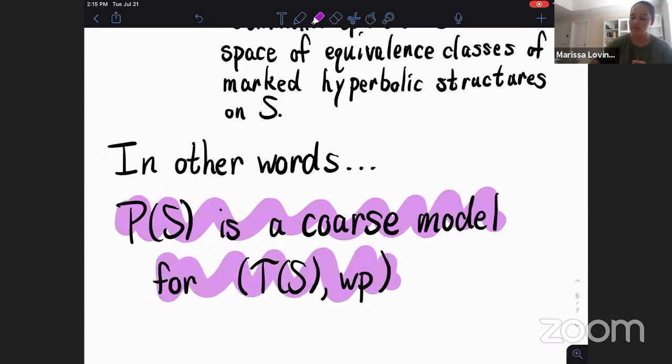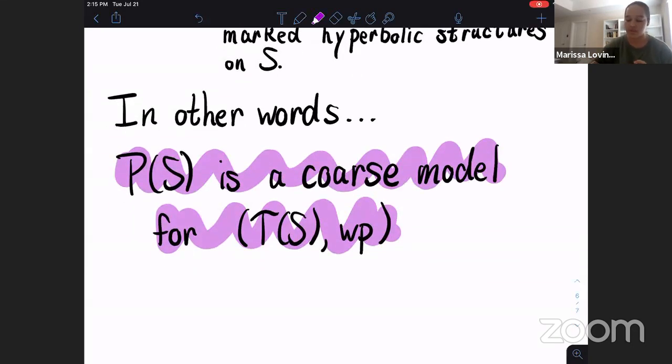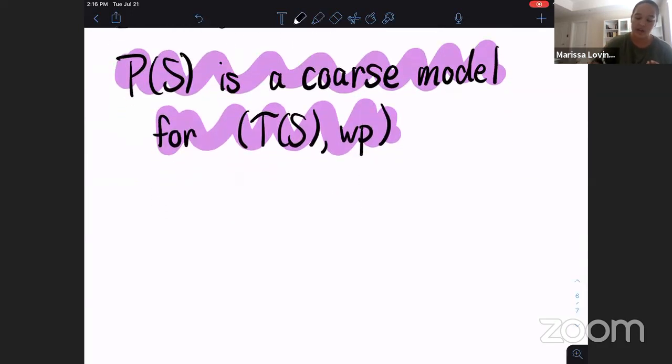Yesterday we talked about all these ways of using these coarse geometric tools to study things. And so it's nice that we have something that is such a rich geometric and topological object that has this wonderful coarse model that is so naturally associated to our surface. And so this is my goal now: to give a coarse model for the mapping class group. This is the guiding light for the rest of the talk.